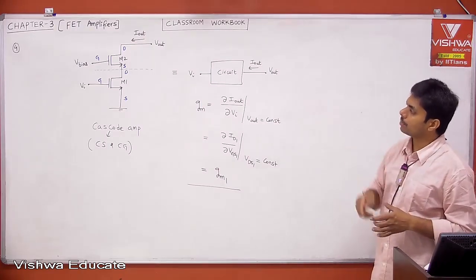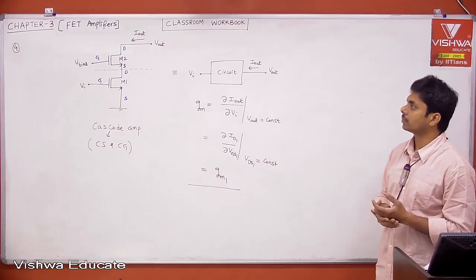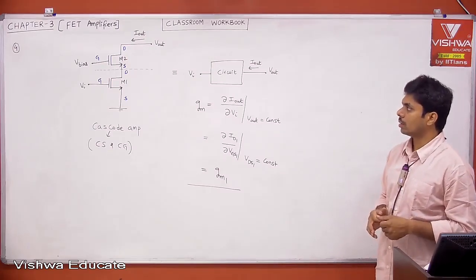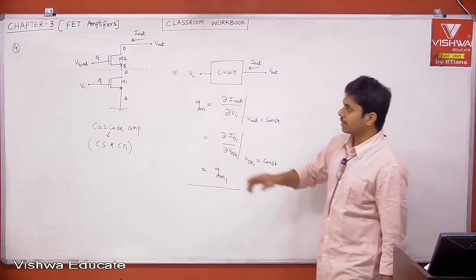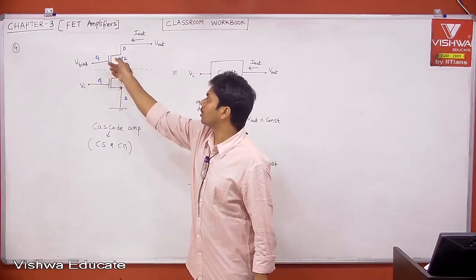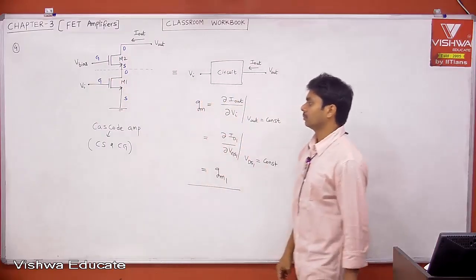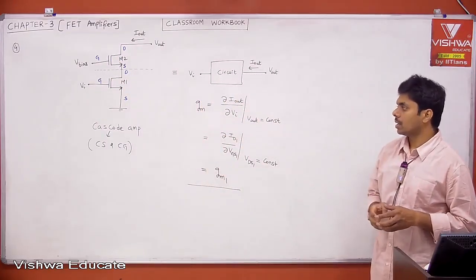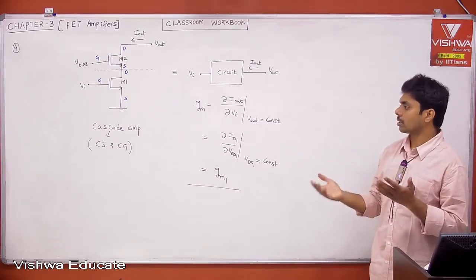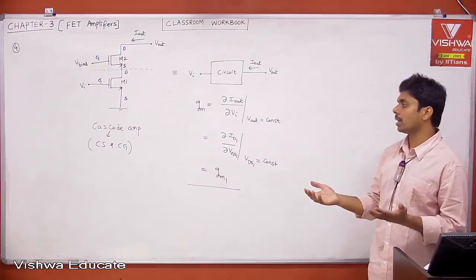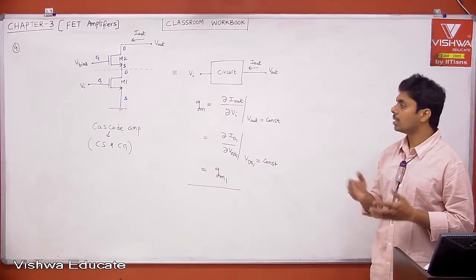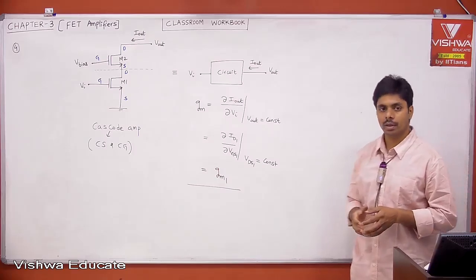This is what is a cascade amplifier. This is the intermediate output from stage 1, which itself is the input to stage 2, which is a common gate amplifier. Cascade means same stage to same stage: common source to common source, or common gate to common gate. These are all called cascade. But cascode is nothing but different configurations. Okay. Thank you.